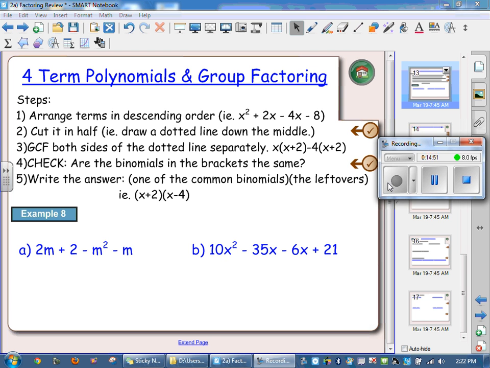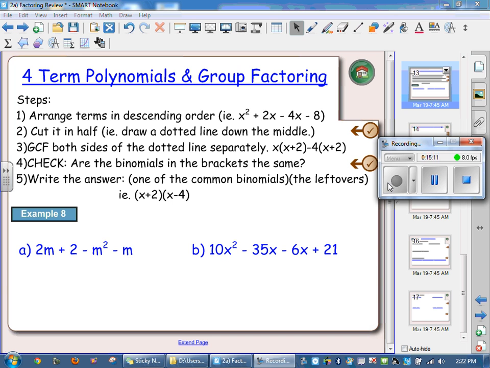After that, you take a GCF out of both. Then you check and see if what's in the brackets is the same. If it is, then you don't have to change your negatives to positives. If it isn't, we have to go back and take a look at it. Then you write out your common binomials in the first one and the leftovers in the last. Let's see how this actually works.